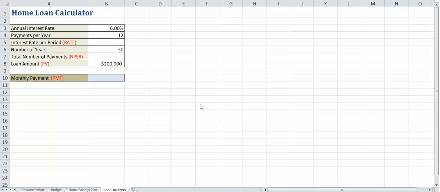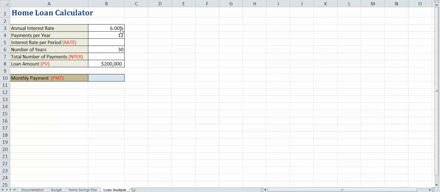In this video, we're going to look at the payment function, which is a function that calculates a monthly payment for something like a car loan or a mortgage or a similar type of payment. As you can see, I've already got the home loan calculator partially filled in.